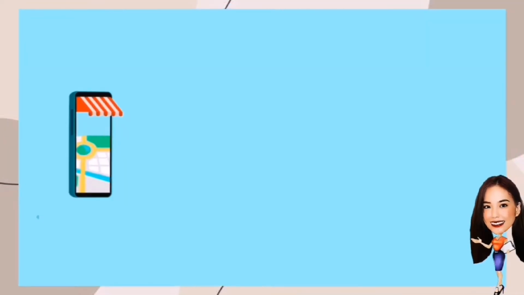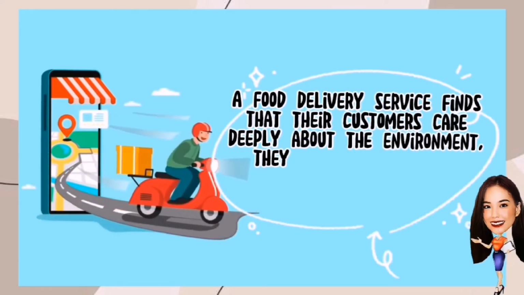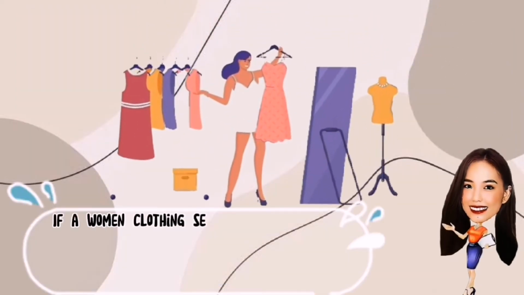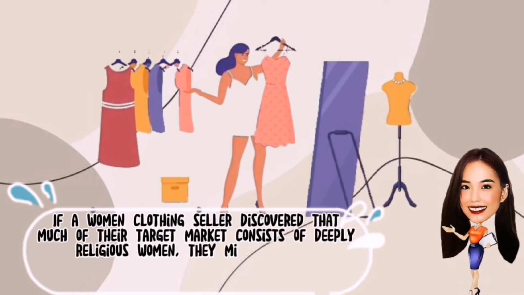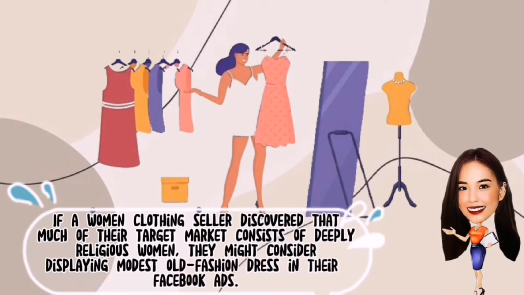Example, if a food delivery service finds that their customers care deeply about the environment, they might benefit from delivering meals in biodegradable containers. Another example is, if a woman clothing seller discovered that much of their target market consists of deeply religious women, they might consider displaying modest, old-fashioned dress in their Facebook ads.